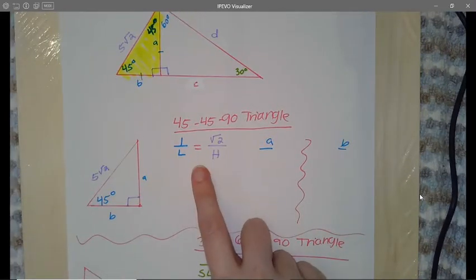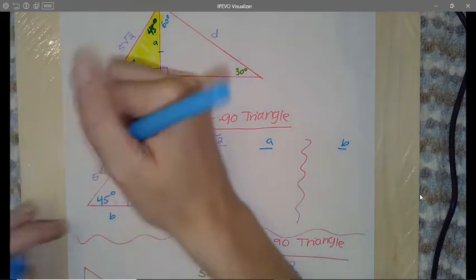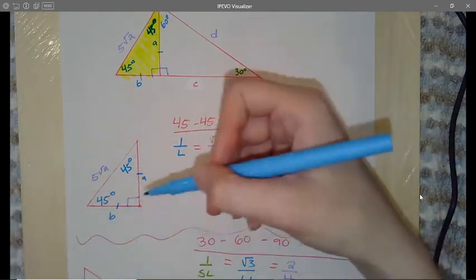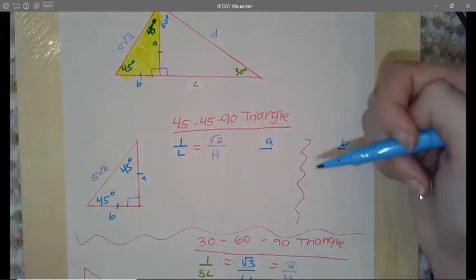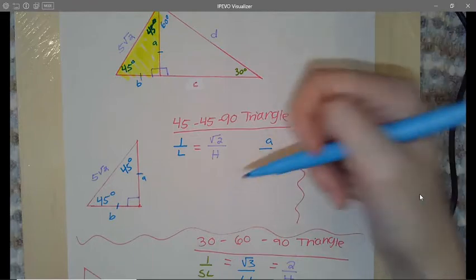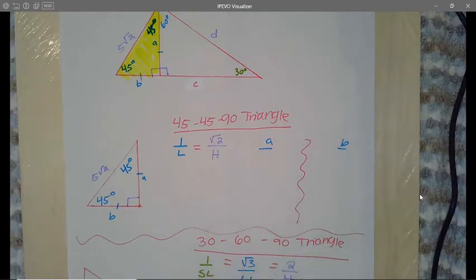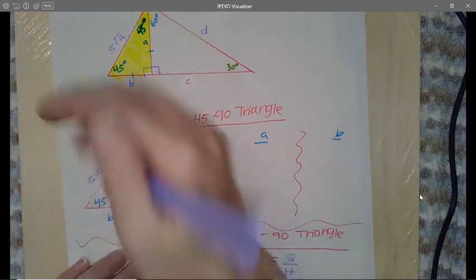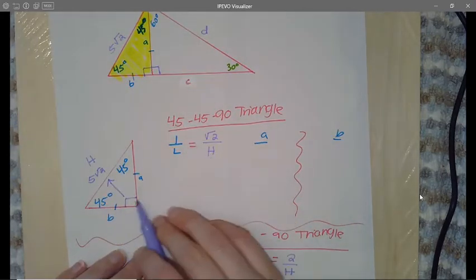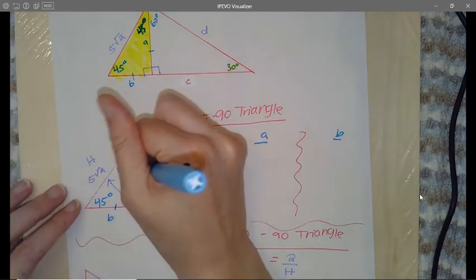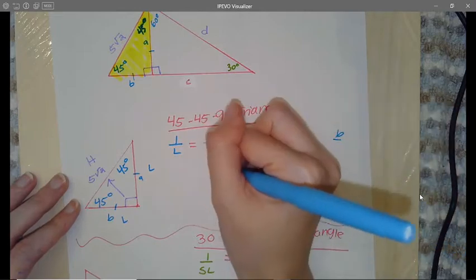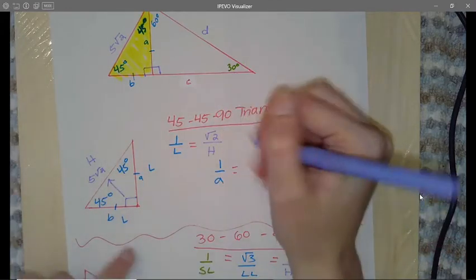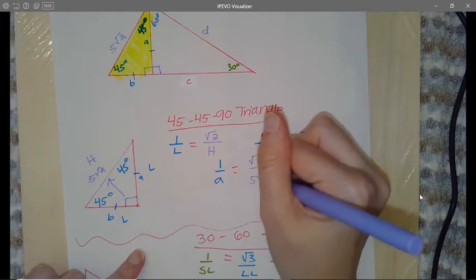I have reminded you about the ratios for a 45, 45, 90 triangle. In this one, since it's an isosceles right triangle, if we know the value of A, then we know the value of B. So really, we only need to solve for either A or B, and then A will simply equal B. Let's get going. The 5 root 2 in this problem is the side directly across from the right angle, which means it's the hypotenuse. I'm going to use that to help us solve. The A and the B are the legs of the triangle. So I'm going to solve for A first. I'm going to say 1 over the leg, which is A, will equal root 2 over the hypotenuse, which in this case is 5 root 2.